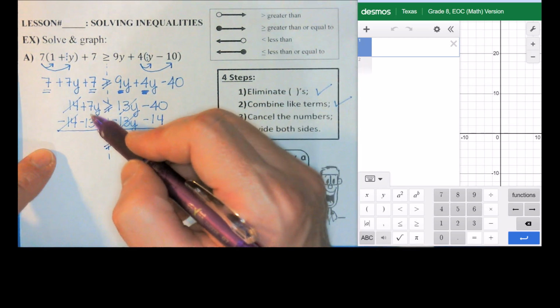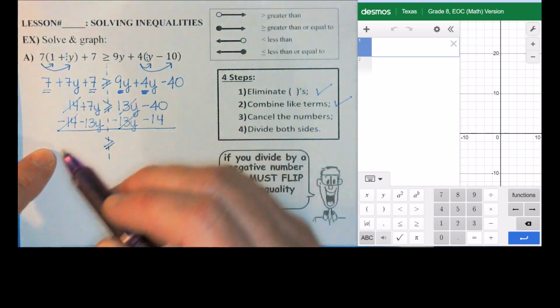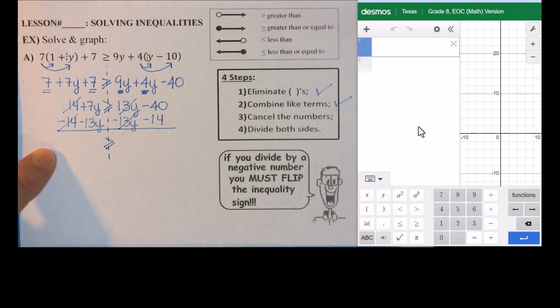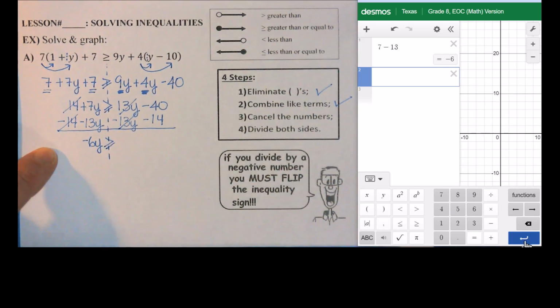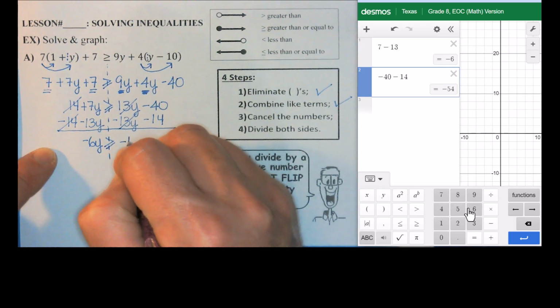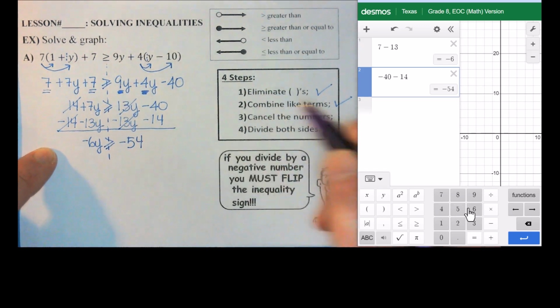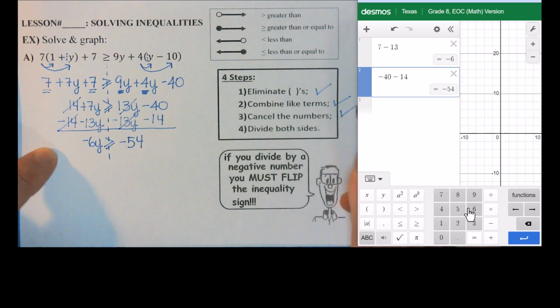Okay, let's perform the operation 7 minus 13. Please remember you have the decimals calculator that you can use. So anytime necessary, go ahead and use it. So 7 minus 13 is negative 6y. And on the other side, I have negative 40 minus negative 14. And I get negative 54. So I've accomplished the third step, which is cancel the numbers.